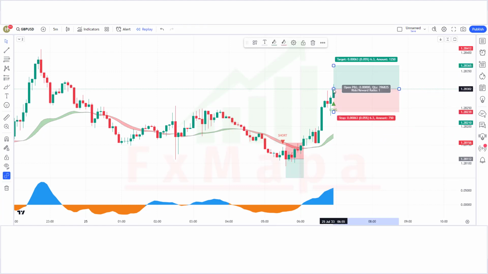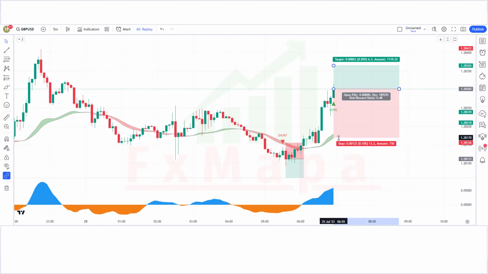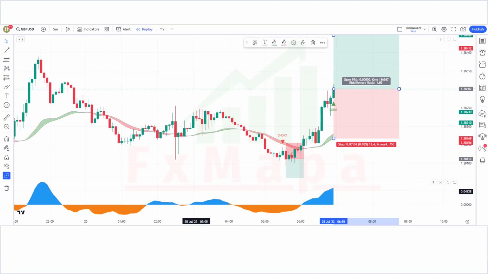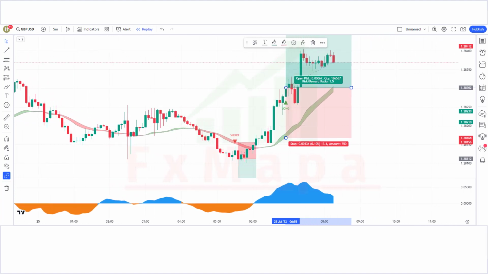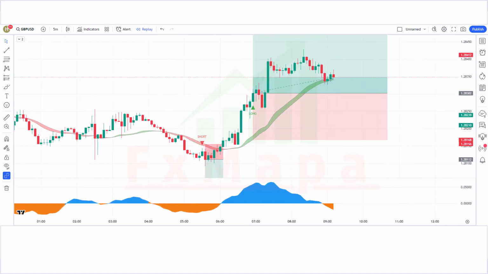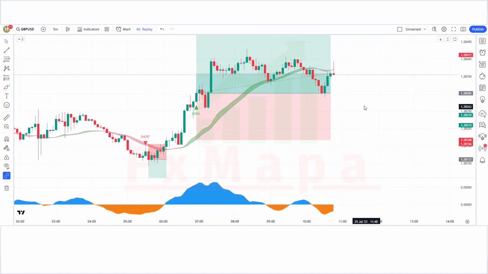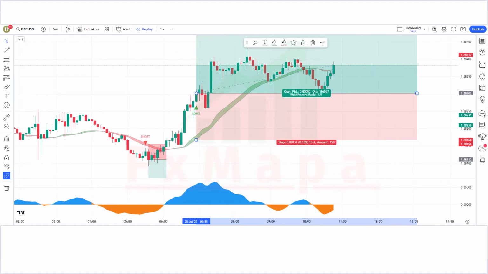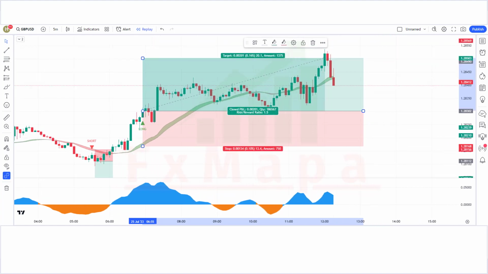Our stop loss will be placed at the alternative trend indicator's strike lower. And the risk to reward ratio will be 1:1.5. Let's see what happens to our trade. Our trade is running in profit. We have won the trade.